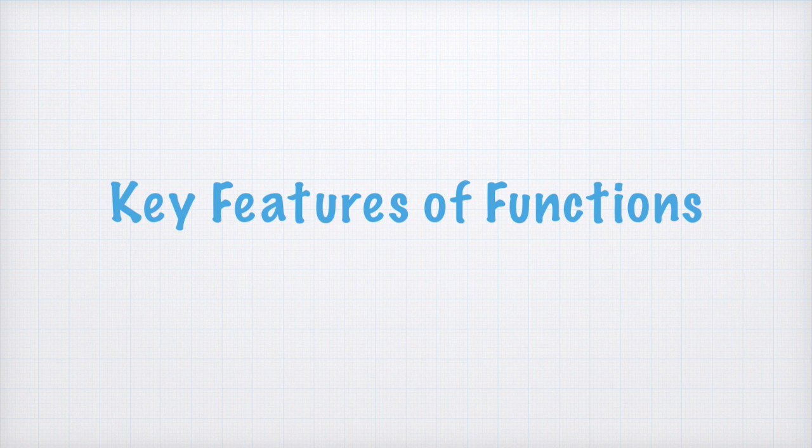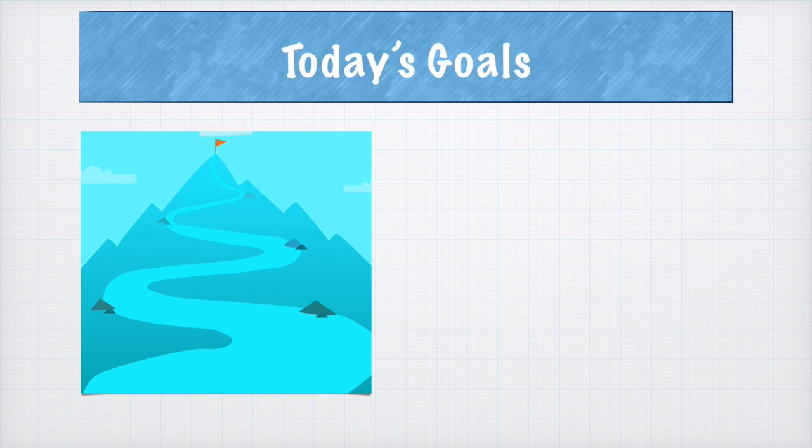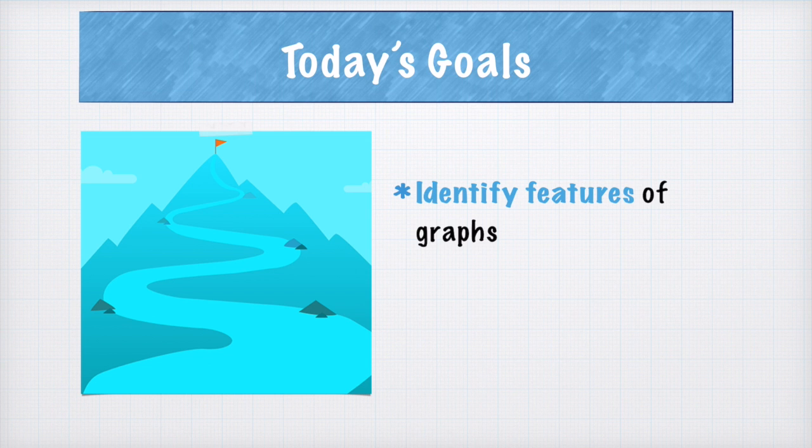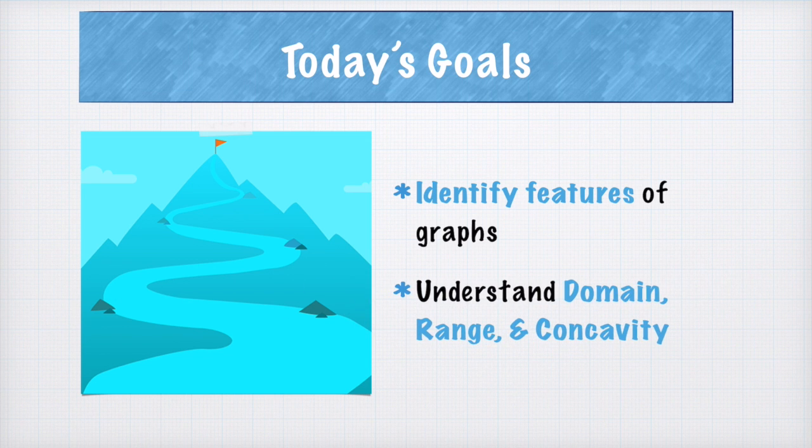What we're going to be doing is looking at graphs of functions and looking for things that are in common, things that explain what's going on, and then talk about them. So our goals for today are to be able to identify features of graphs, and we're going to be able to understand a lot of things. Some of these things include domain and range, concavity, increasing, decreasing, positive and negative, x and y intercepts, axis of symmetry, and behavior, and anything else that you can think of.